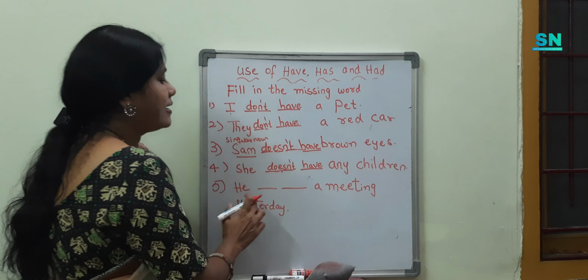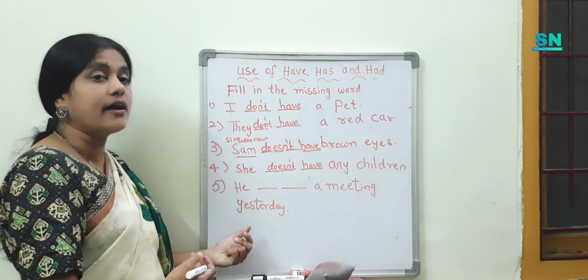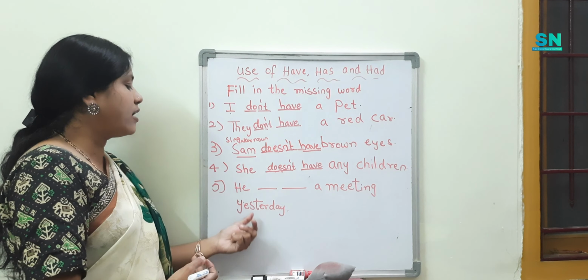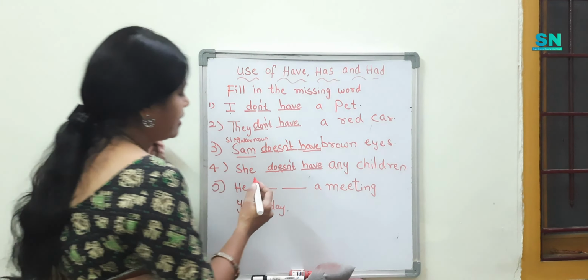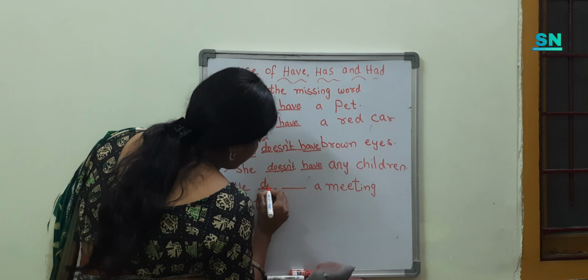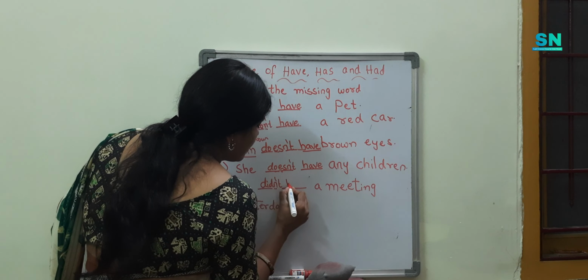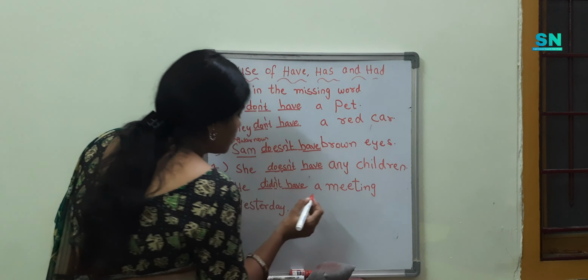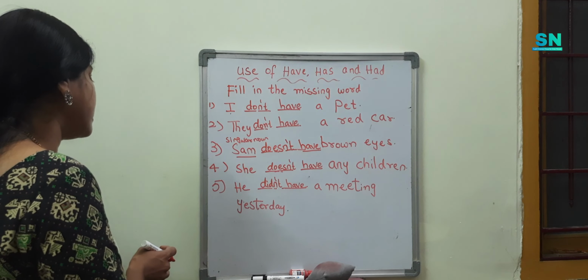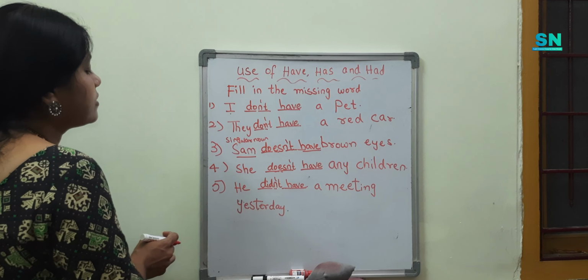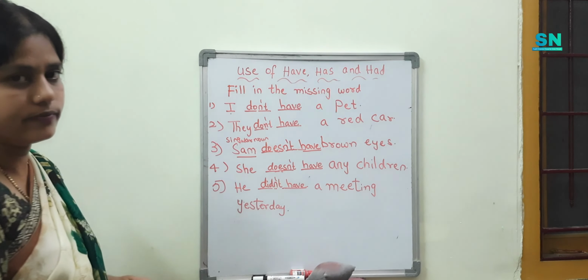Here, he dash a meeting yesterday. So yesterday, the sentence is in the past tense. So what should we write here? He didn't have a meeting yesterday. So the sentence is in the past form.